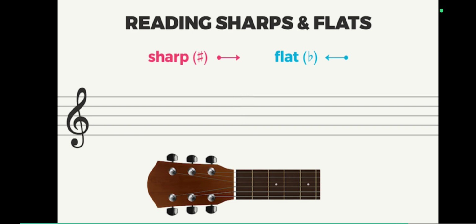Okay, so remember that to read sharps in standard notation, you just play one fret higher than the normal note. And to read flats, you play one fret lower. Watch out when you need to flatten an open string, and take some time to memorize those notes when you need them. Alright, let's go play.